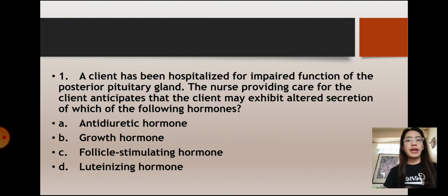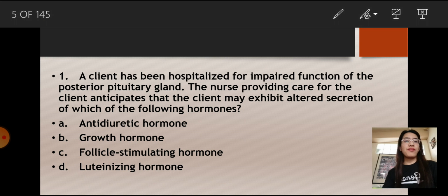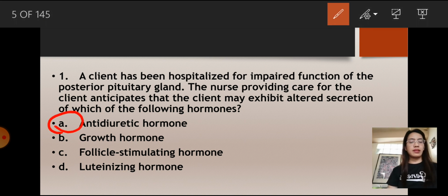Okay? So, going back to the question, guys. So, may problema tayo sa posterior pituitary gland. Posterior, dalawa lang maaaring maging problema natin dyan. Okay, so the best answer here is definitely your letter A. So, magkakaroon tayo ng problema sa ating anti-diuretic hormone. Okay.